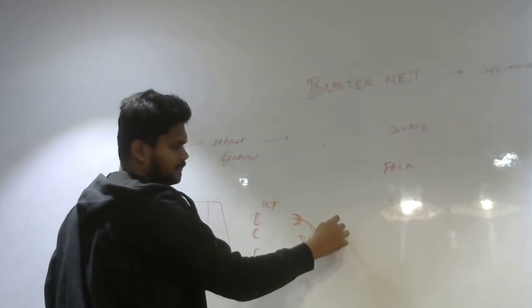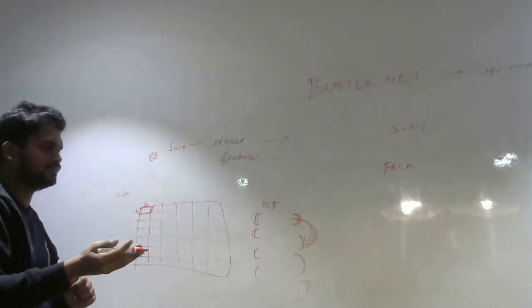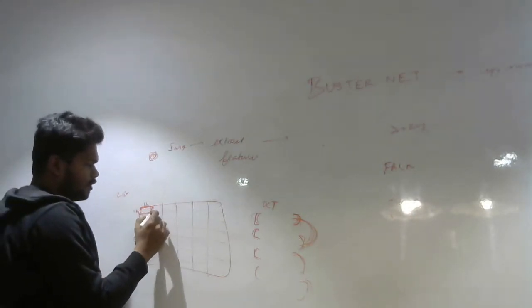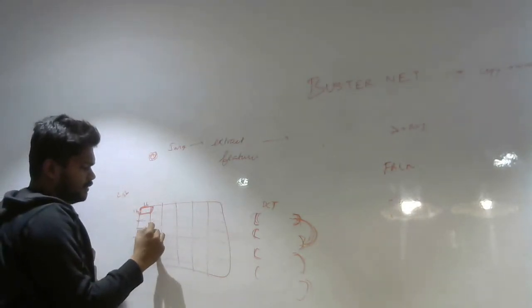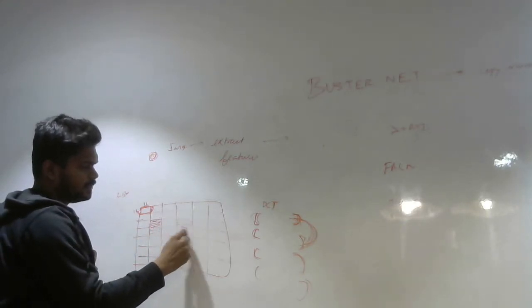Then you filter all the coefficients which are less, and if you plot the values back, you will get the exact mappings of the source and the target.